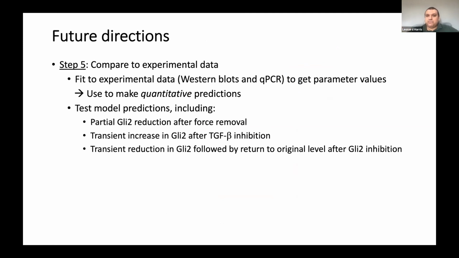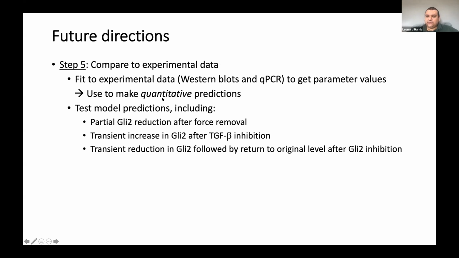So what I'm working on with a student in my lab is to actually use this model and compare it to experimental data from my collaborators at Vanderbilt. They have Western blots and qPCR, which is a little hard to work with, so we're trying to figure that out. But the idea is to use the model to fit this data, so that instead of having these qualitative predictions, we can make actual quantitative predictions.